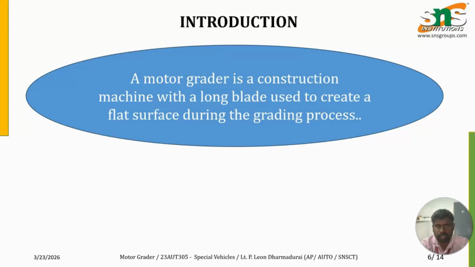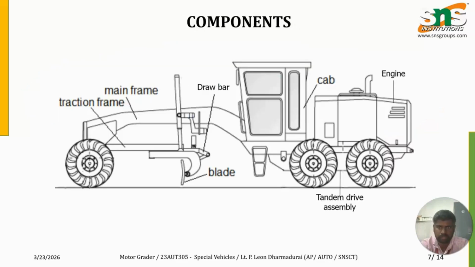The motor grader is a construction machine with a long blade used to create a flat surface during the grading process. With the help of this blade, the grading process is done. The components of this vehicle include the main frame, traction frame, and the drawbar, and underneath that we have the blade. This is the key component of this motor grader.